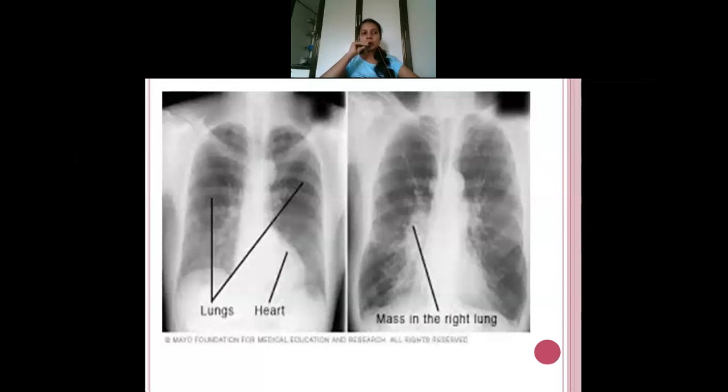So bone has high absorption, so that is why it appears white. Tissues have a middle absorption, so that is why they appear gray. Here you can see gray parts on the chest x-ray. Then air, since it has very low absorption, appears almost blackish. So that is why we see different black, gray or white patterns in the chest x-ray.